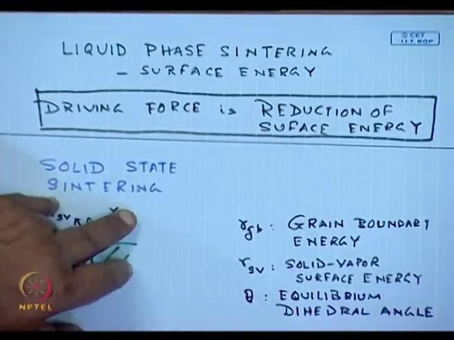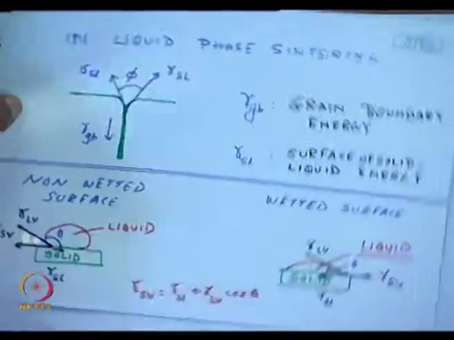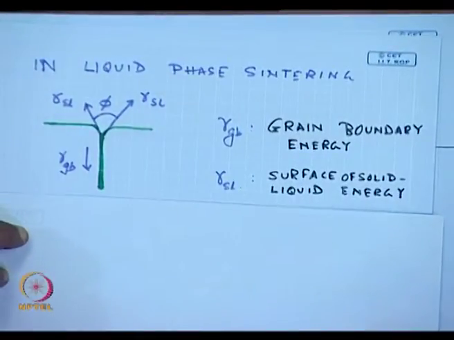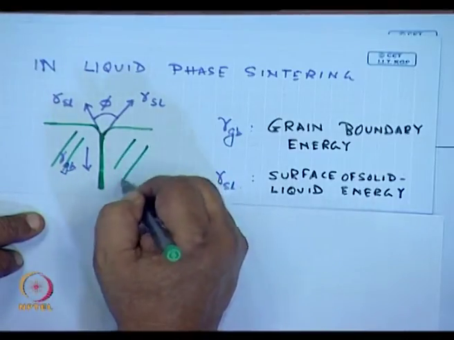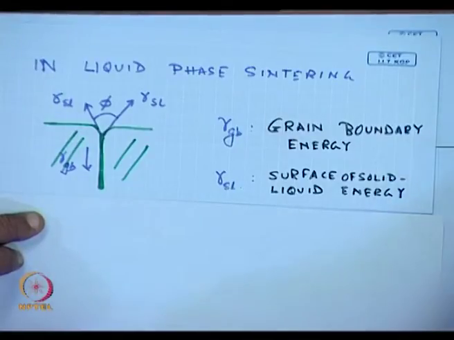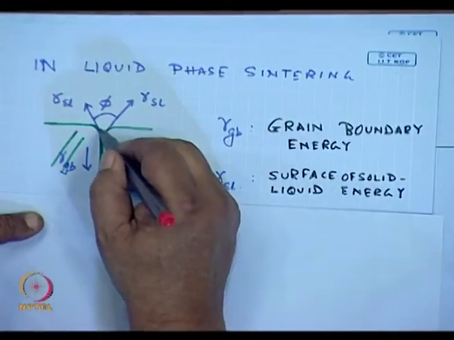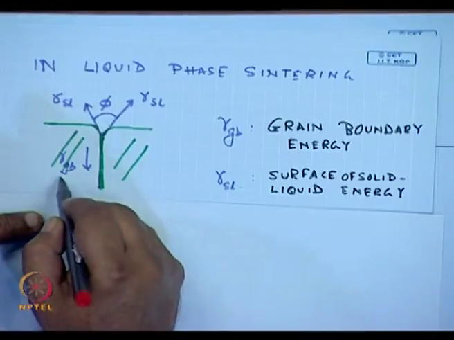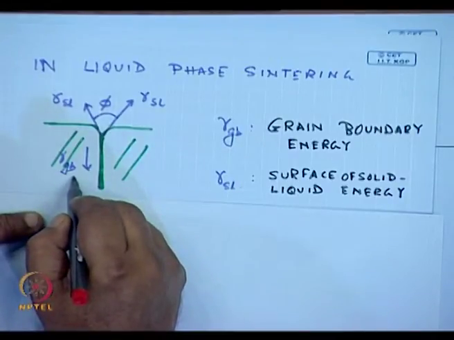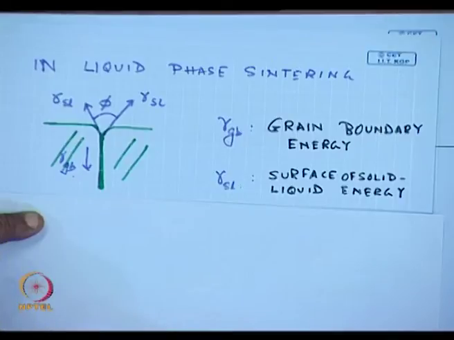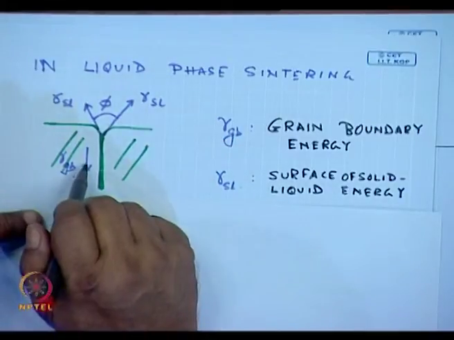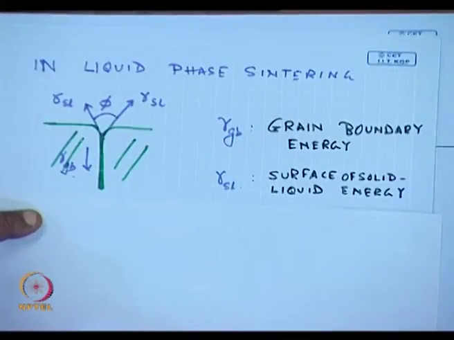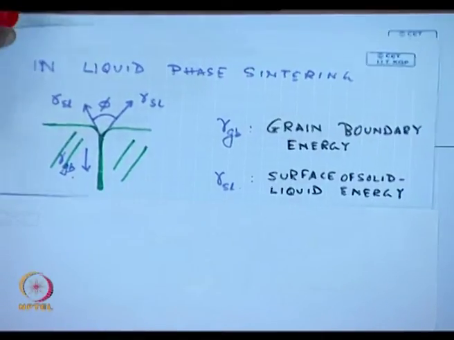In liquid phase sintering, what we are faced with is a much more complex situation. This is a grain, this is a grain, and the liquid has been generated over here. So, here we have the grain boundary surface energy. Now, the surface vapor which was there in the solid state is replaced by the surface liquid free energy, and this is the dihedral angle. But how things get complicated is given over here.